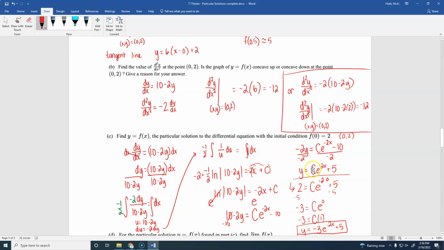So in this setup, c could be any number. That's what we call our general solution. Solving this differential equation would give you equations that look like this: y equals some number times e to the -2x plus 5. So c could be anything. It could be 2, it could be 4, it could be -7, it could be 1,000. But we want the one solution that goes through this point. If it goes through that single point, there is only one solution, and that happens whenever c equals -3.